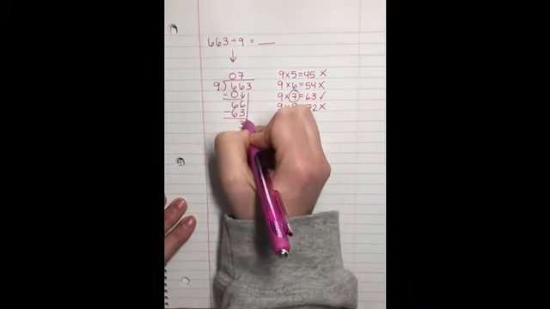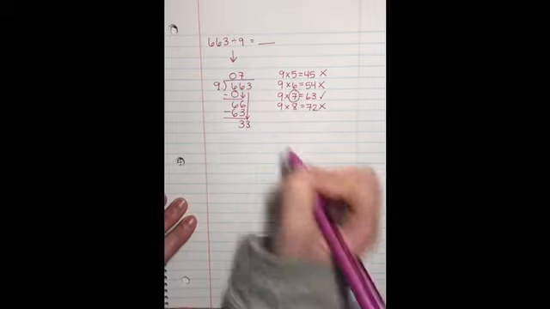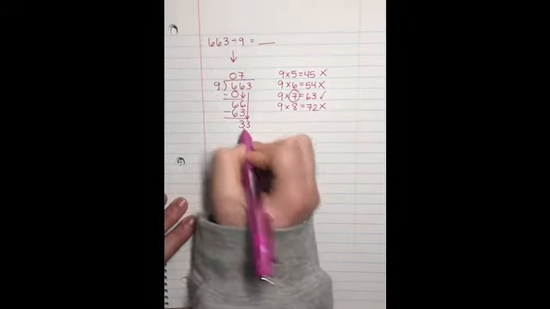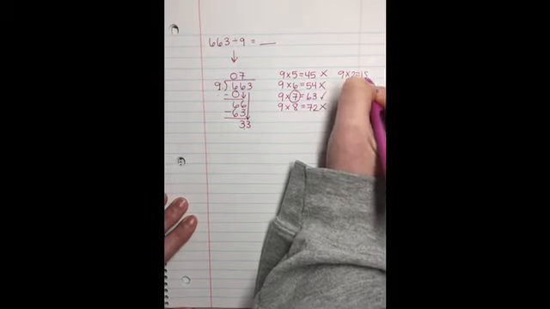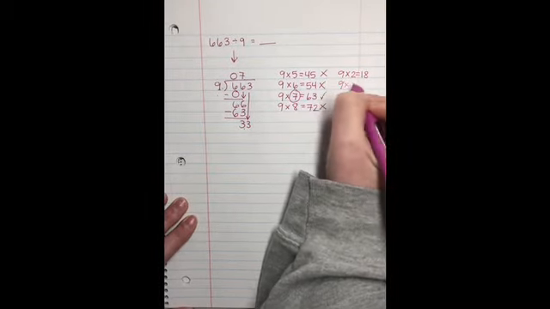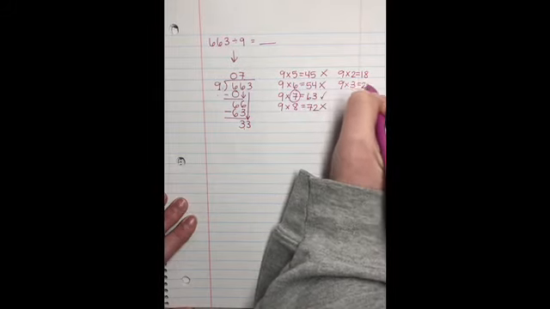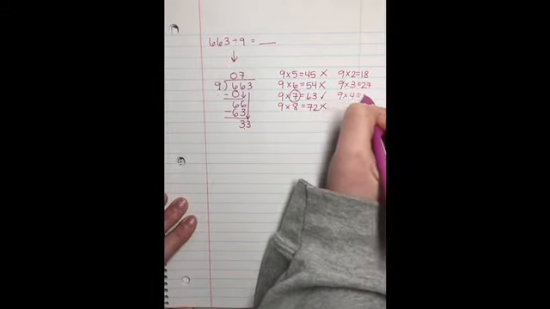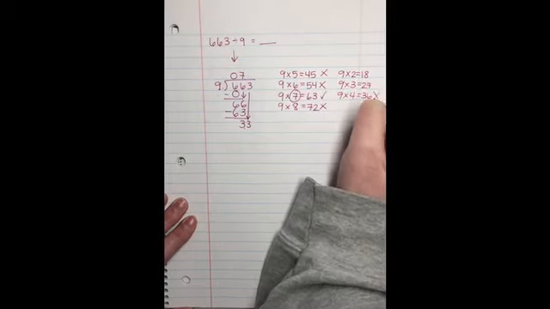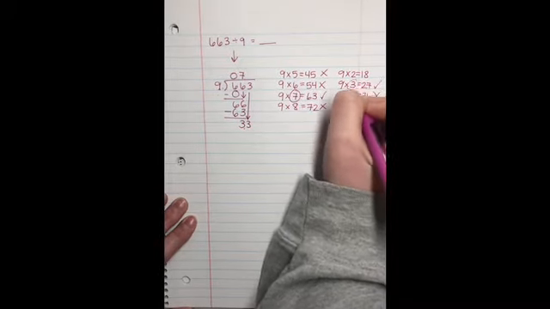Then I need to bring down that other 3. And now my new number is 33. How many times does 9 go into 33? Let's do some work on the side. 9 times 2, I know that's 18. 9 times 3 is 27. Let's check one more. 9 times 4 is 36. See, that one's too big. So that means I have to stick with 9 times 3.